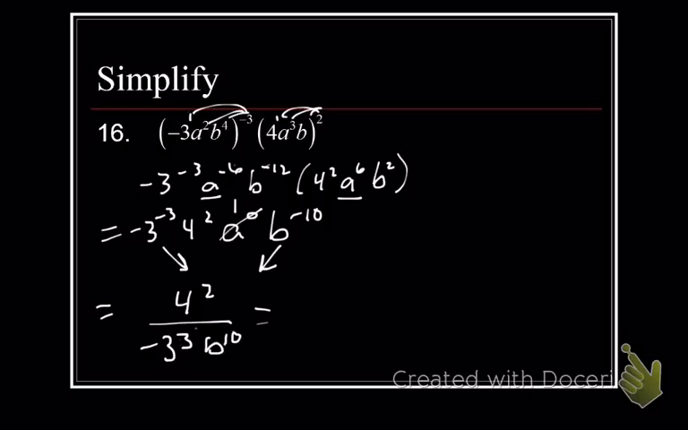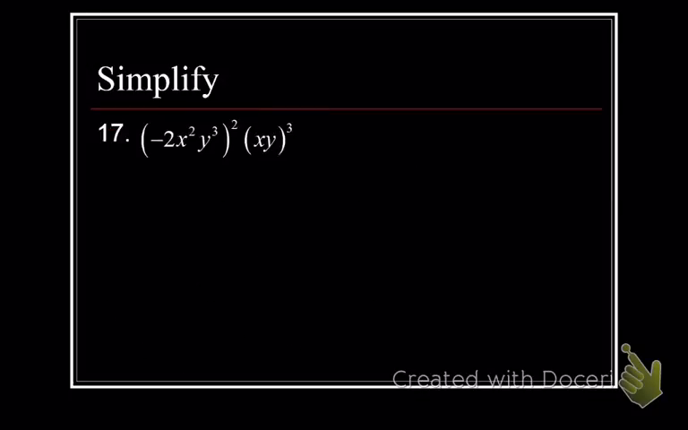Now multiply out. 4 squared is 16. Negative 3 to the 3rd is negative 3 times negative 3, which is positive 9. 9 times negative 3, which is negative 27, b to the 10th. Okay? And then we're done. Yeah, getting pretty complicated now. But if you just take them step by step, no problem. It should be no problem.